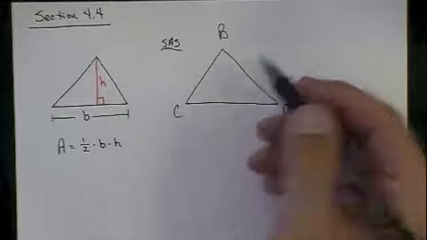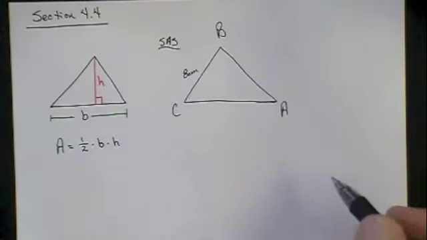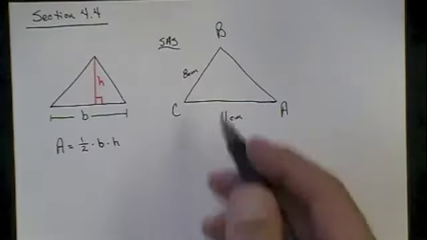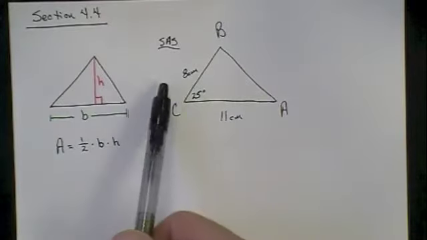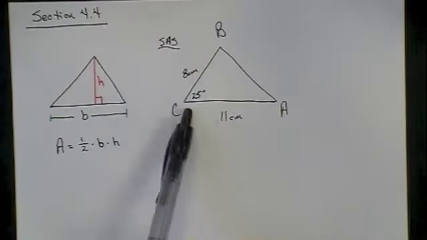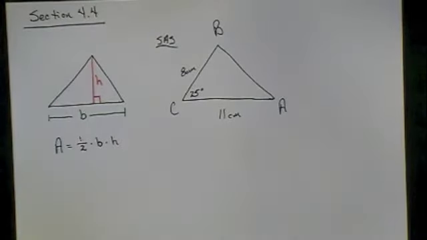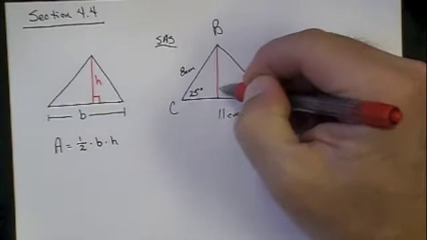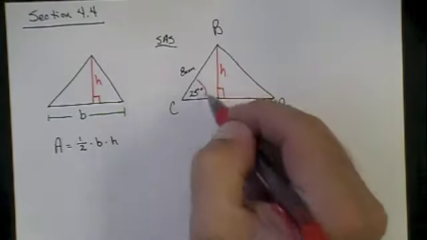maybe we know side A is 8 centimeters and side B is 11 centimeters, and we know angle C is 25 degrees. So our given information is side angle side, where we have these two given sides and the included angle. In this scenario, we can set up using SOHCAHTOA and find the height, because we have this angle.